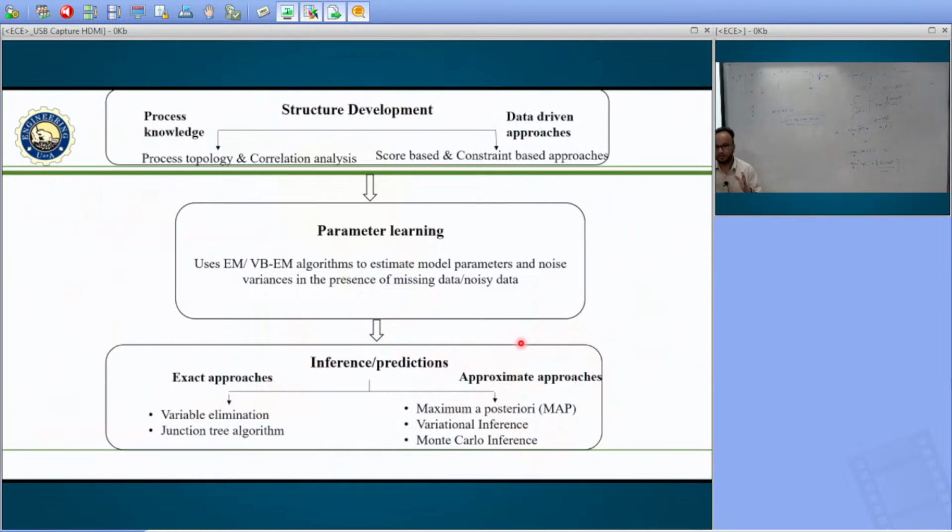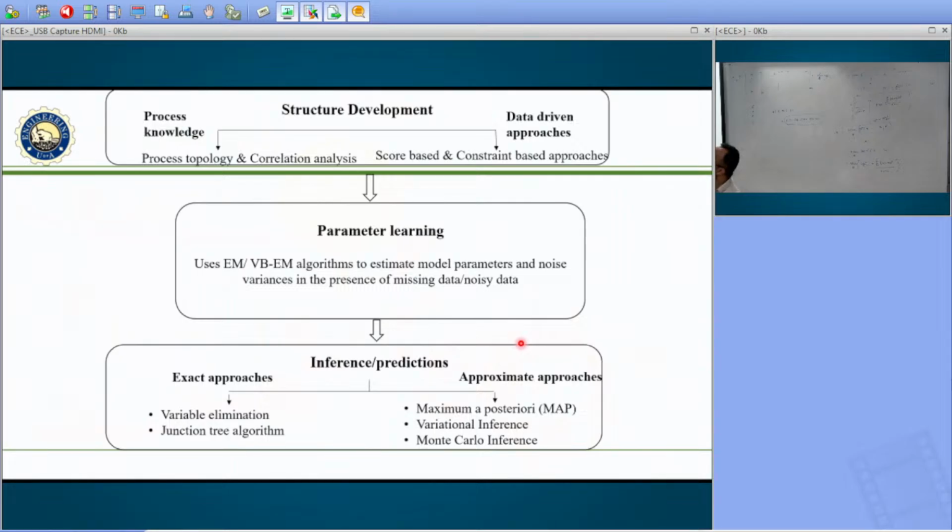Structure development can be done in two ways. One way is, suppose you have a process flow diagram. You are in a particular industry where you know how each input is affecting each output variable and in which direction the flow goes. You can use that structural information in the network. The other way is, suppose you don't have any structural information, you just have process data, input output data. Can I find the structure from the data? That is completely data driven.